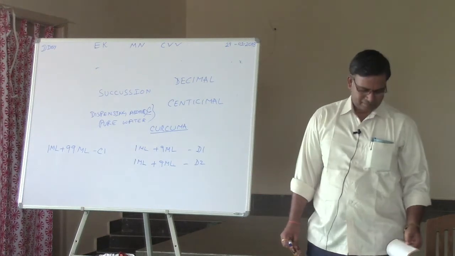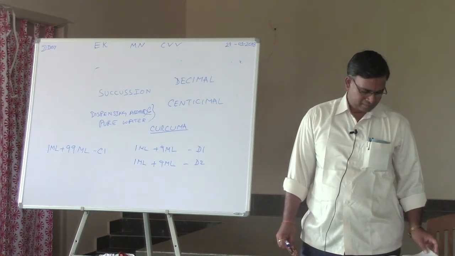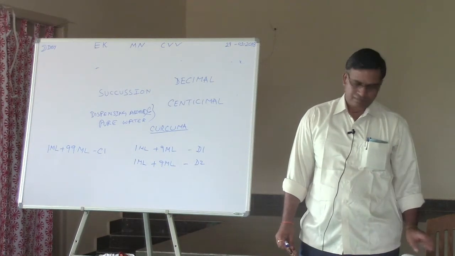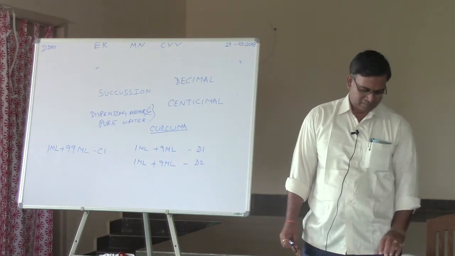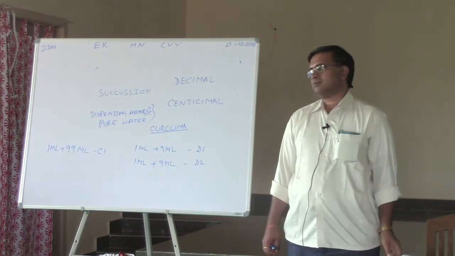One question. If I receive just now, suppose, 30 milliliters of mother tincture, how should I make 100 milliliters?